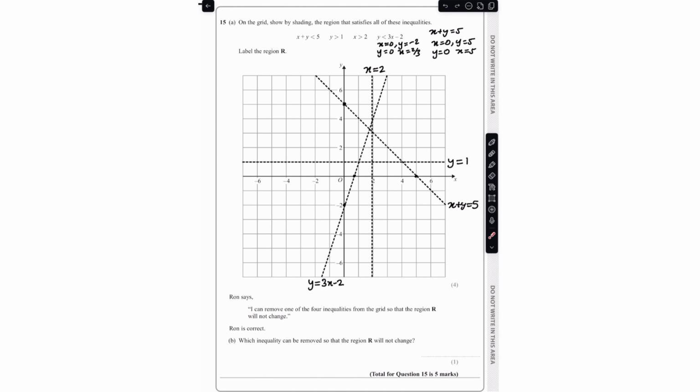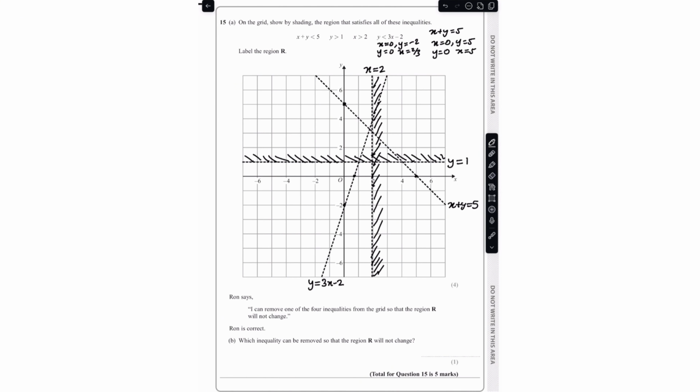And to determine the region R, we need to shade the relevant sides of our lines based on the inequalities we have been given in the question. So in this case, we'll start with y is greater than 1. If y is greater than 1, we are shading above this horizontal line, and that will give us this. If x is greater than 2, we will be shading on the right of the line x equals 2, and so that will give us something that looks like this.